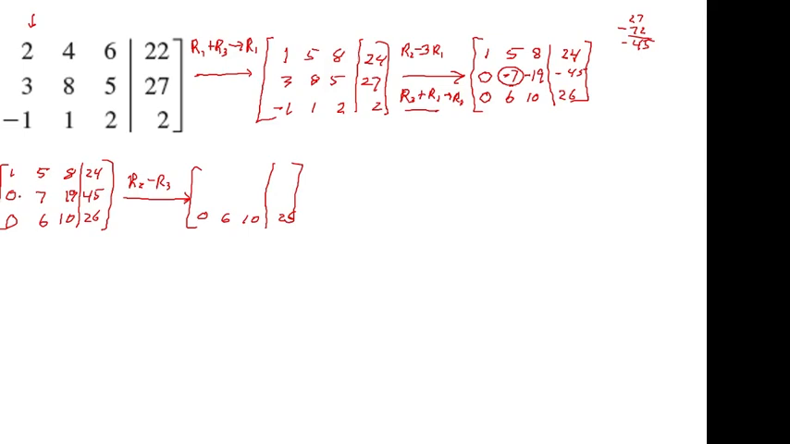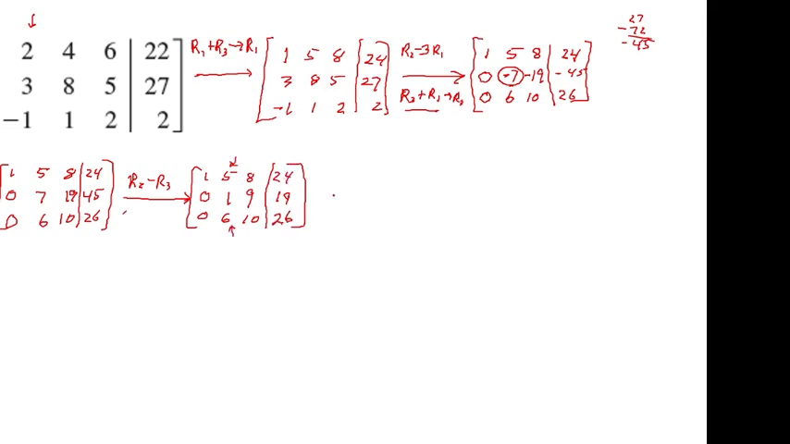Here's the advantage. 0 minus 0 is still 0. Notice we still have 2 zeros in the first column. 7 minus 6 is 1. That's what we wanted. 19 minus 10 is 9. 45 minus 26 is 19. And then the top row stays the same: 1, 5, 8, and 24.